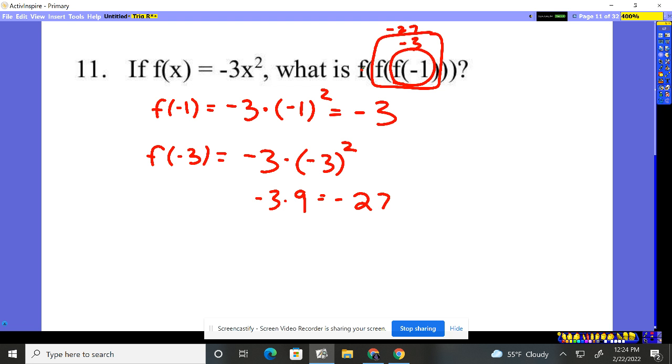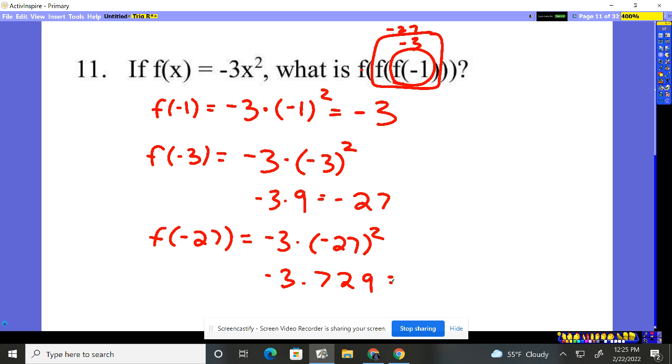So now we have -27. So we must evaluate f of -27. So -3 times -27 squared. So let's grab the calculator. 27 times 27 is 729. So it's -3 times 729. And when we multiply that by 3, we're going to get 2,187. And that's going to be negative. Yes, that's correct. Negative 2,187 for our answer for number 11.